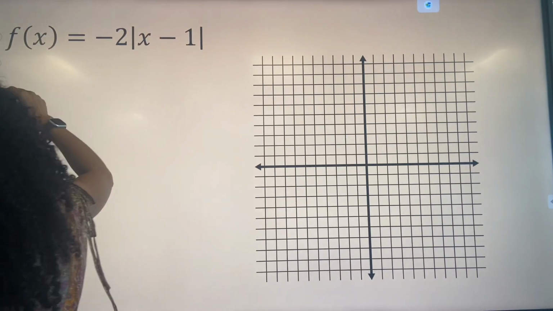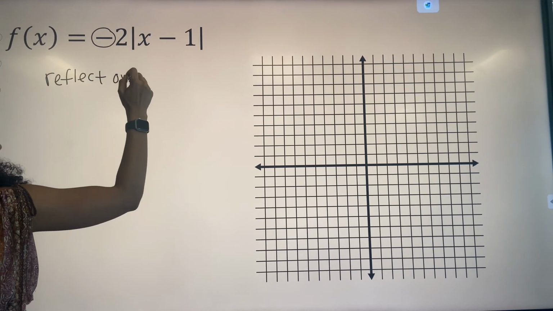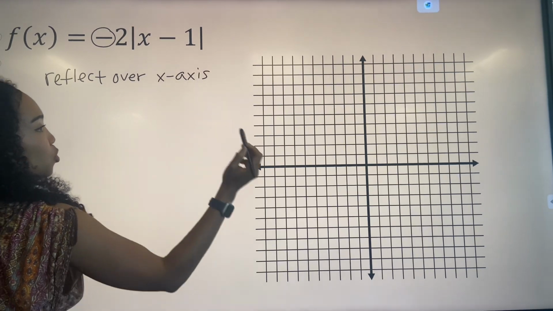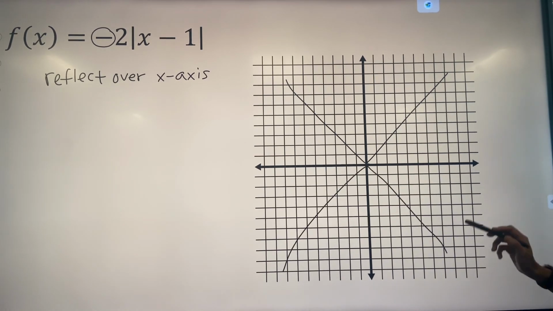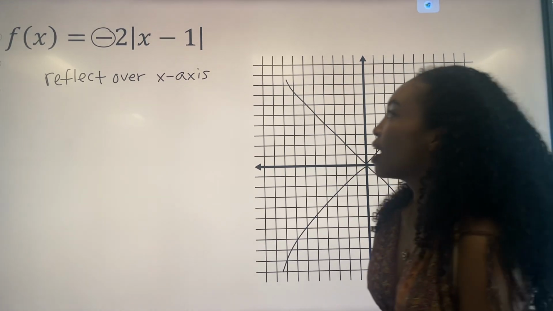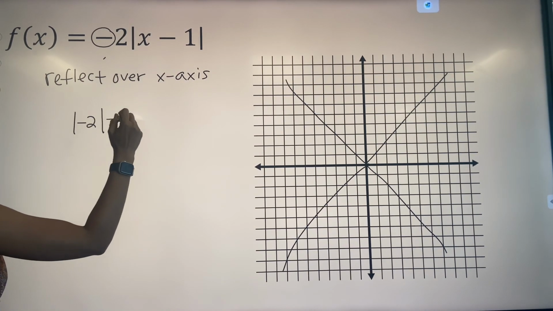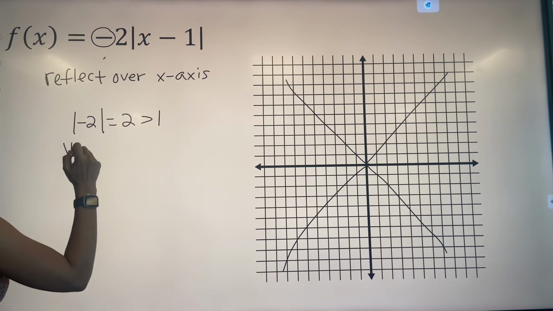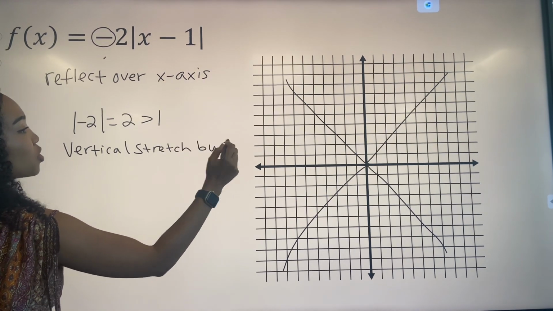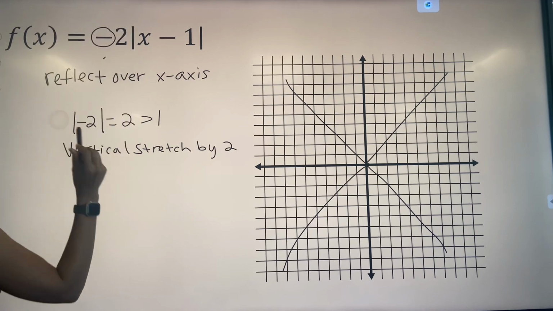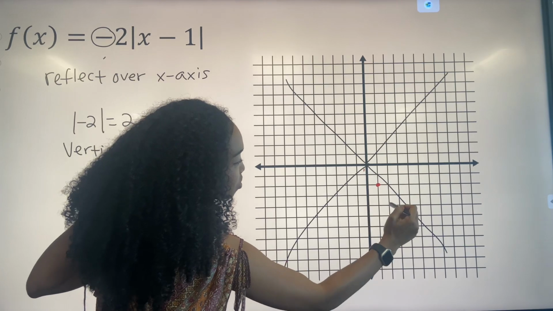Okay, so we're going to go over this one on your page. This negative is going to make it reflect over the x-axis. So normally your parent function, it looks like this. However, now it's going to be facing down because of that negative in the front. Okay? Next, you have a negative 2 here. The absolute value of negative 2 is a positive 2. That's greater than 1. So you have a vertical stretch by 2. So now your slope is not going to be up 1 over 1. It's going to be down 2 over 1. Down 2 over 1, right? Like that.